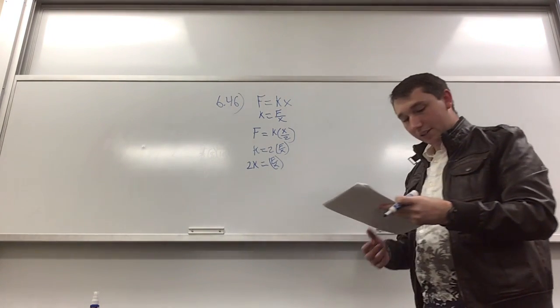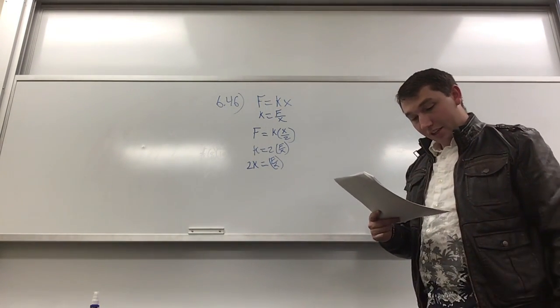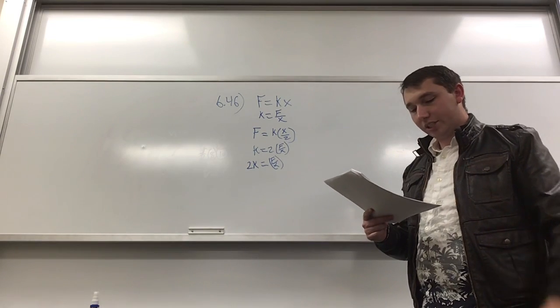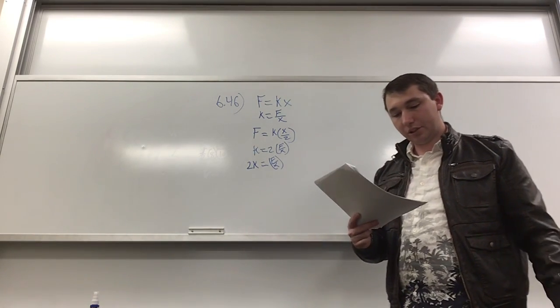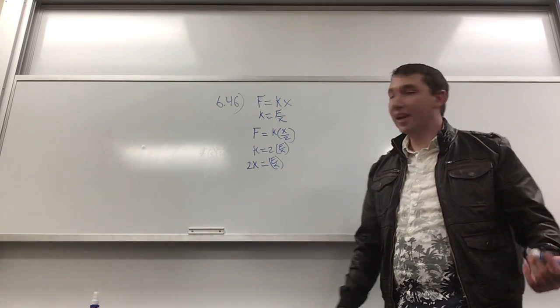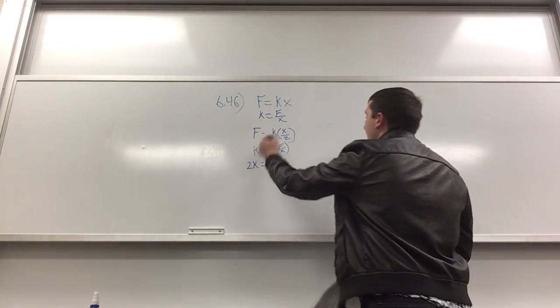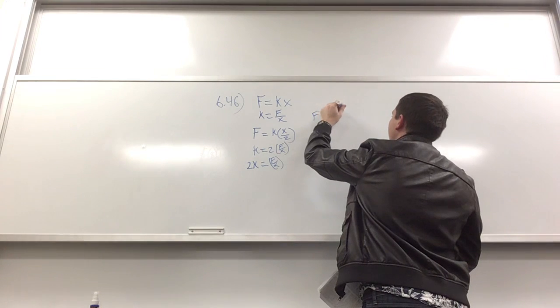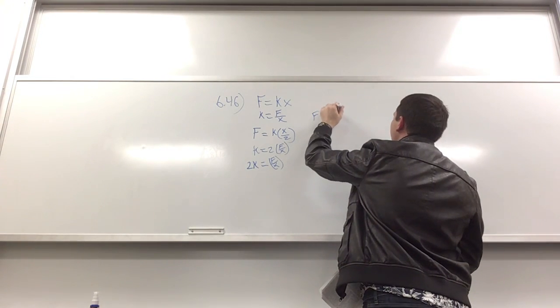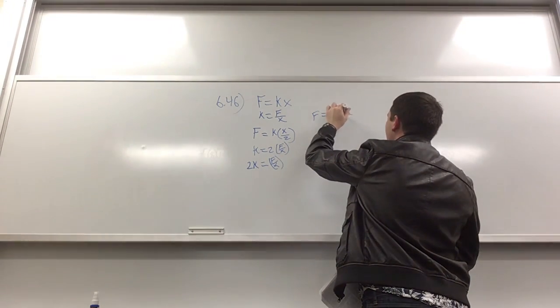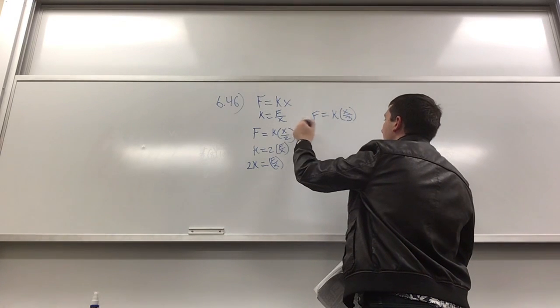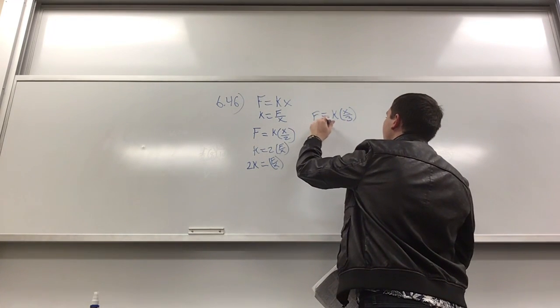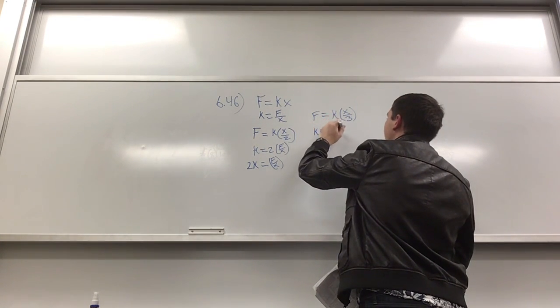Part B says, if you cut the spring into 3 equal segments instead, what is the force constant of each one in terms of K? So it's going to be the same thing, except we're cutting the spring into thirds. So you're going to have the force is equal to the spring constant times the distance divided by 3. So K is going to be equal to 3 times F over x.